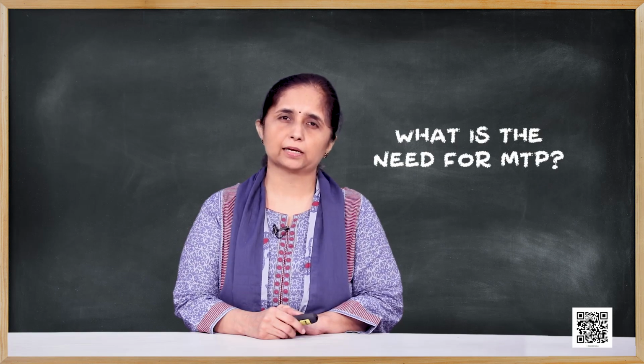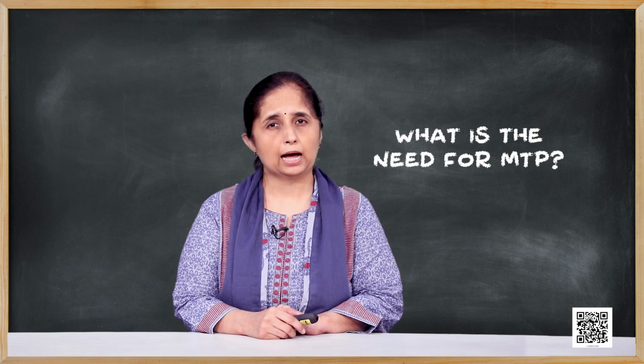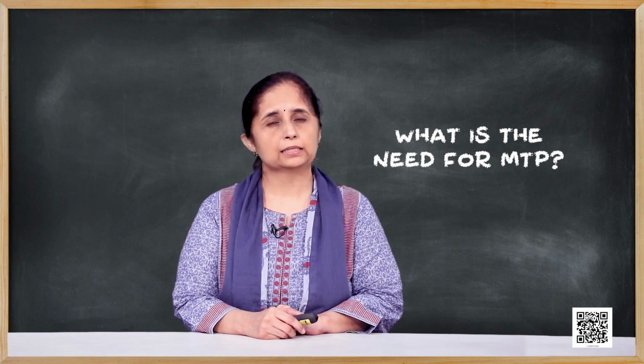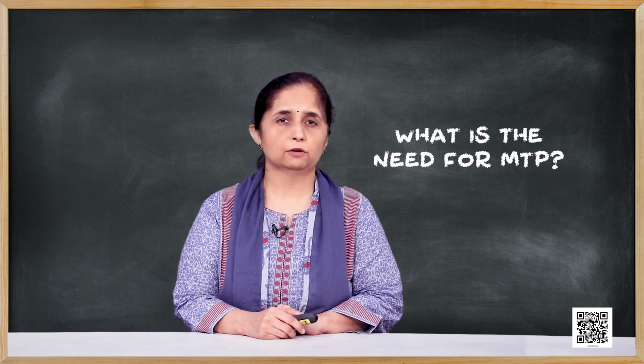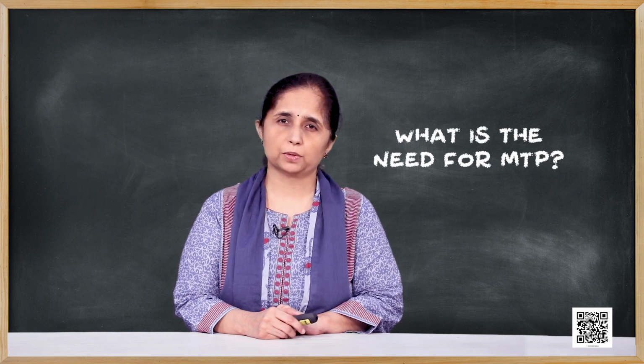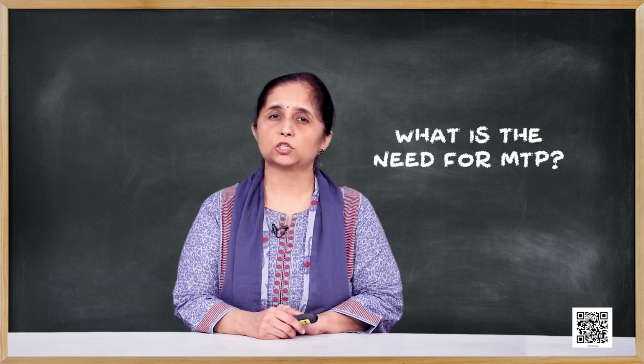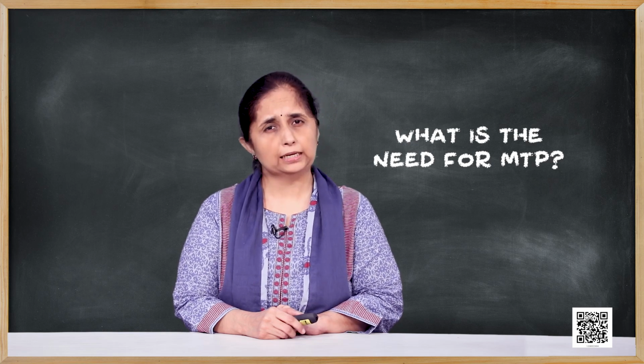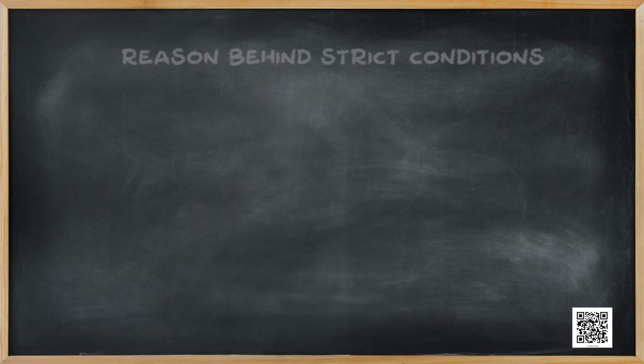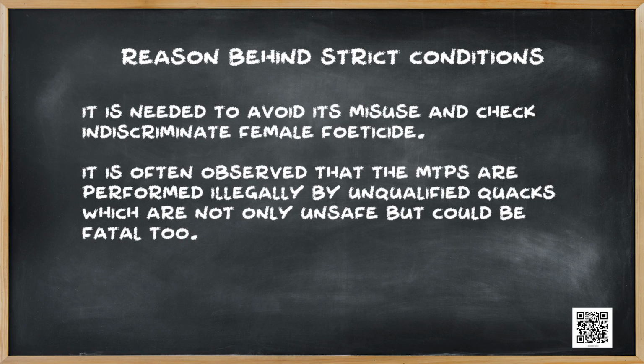You have already studied about amniocentesis and how it is misused to determine the sex of the unborn child. Frequently, if the fetus is found to be a female, it is followed by an MTP. This is totally wrong, legally, morally, and ethically. The second reason is that it is often observed that MTPs are performed illegally by unqualified quacks, which is not only unsafe but could be fatal too.